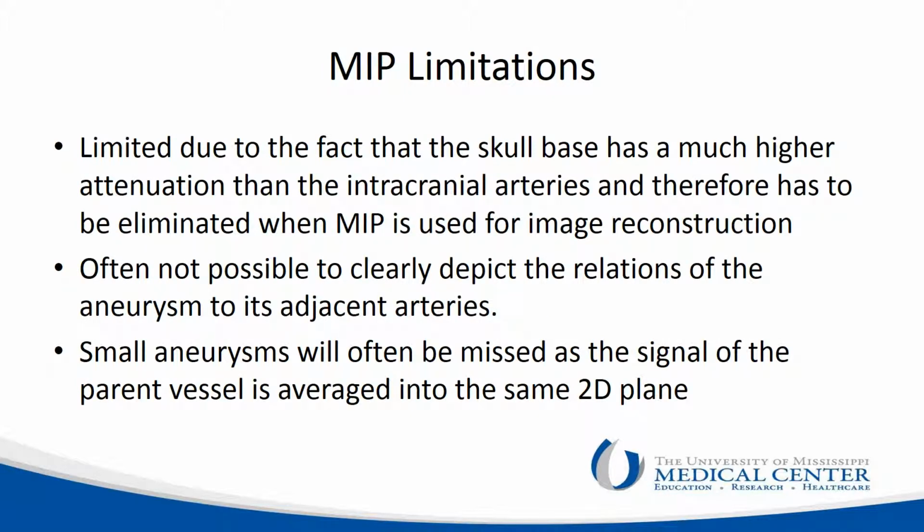MIPs have certain limitations. Anything with hyperattenuation will show up on a MIP unless it is removed. Often the aneurysms will blend into the adjacent arteries, which can make it a little bit more difficult to figure out exactly where the aneurysm is arising.